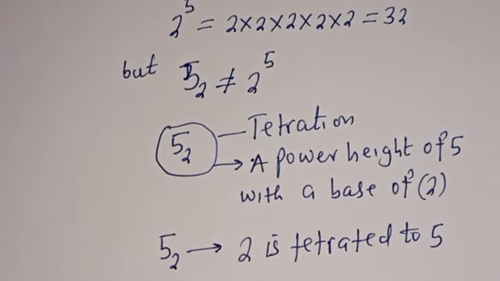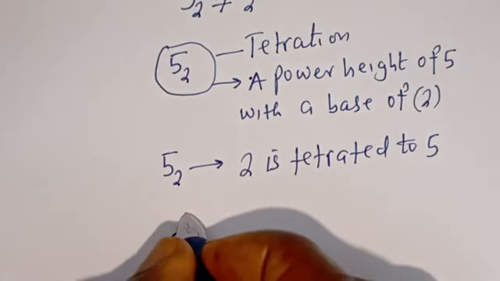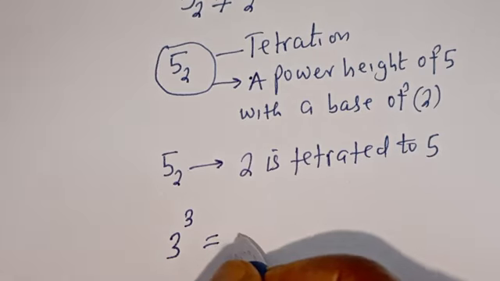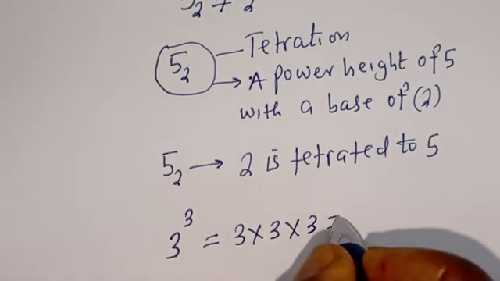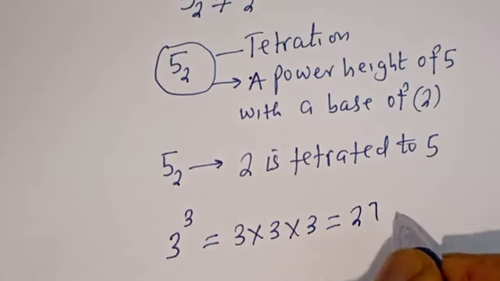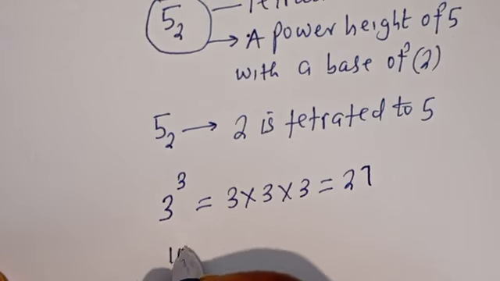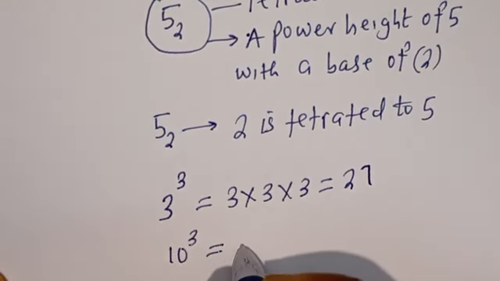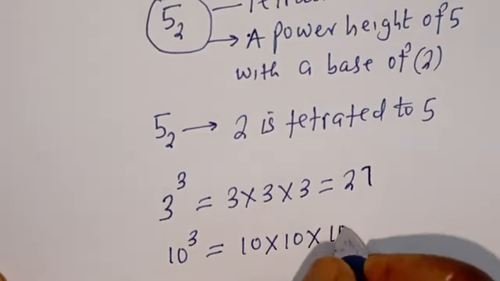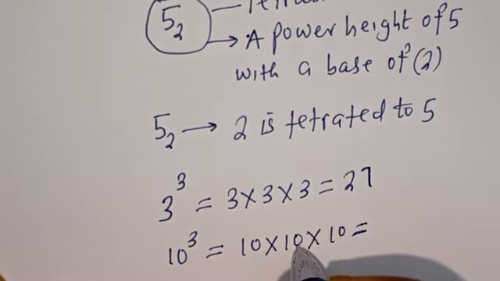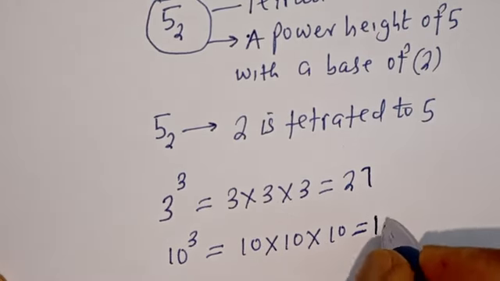Now let's compute this. If you have 3 to the power of 3, this is equal to 3 multiplied by 3 multiplied by 3, and this is 27. Now if you have 10 to the power of 3, this is equal to 10 multiplied by 10 multiplied by 10. This is equal to 10 times 10 is 100, 100 times 10 is 1000.